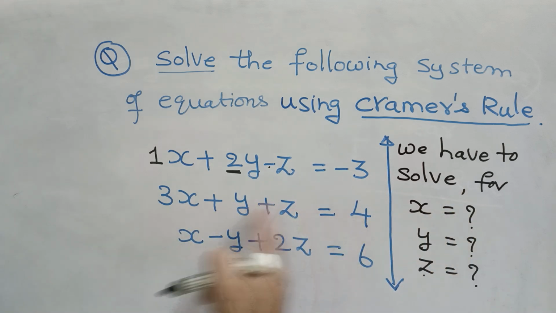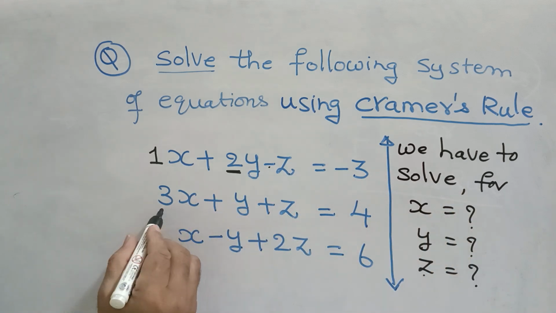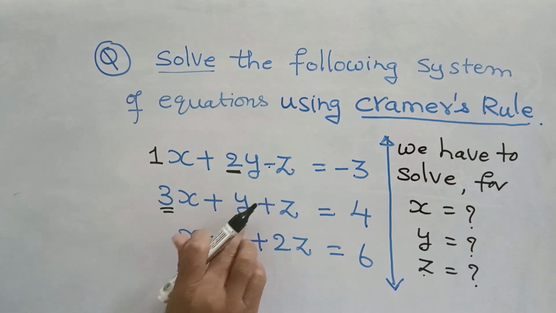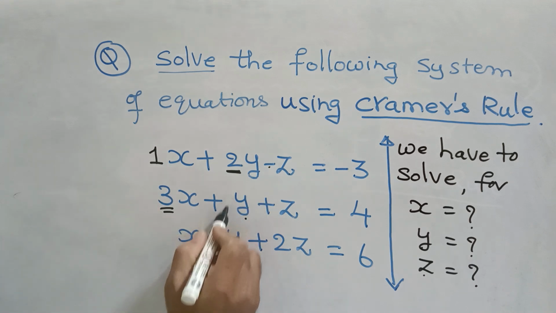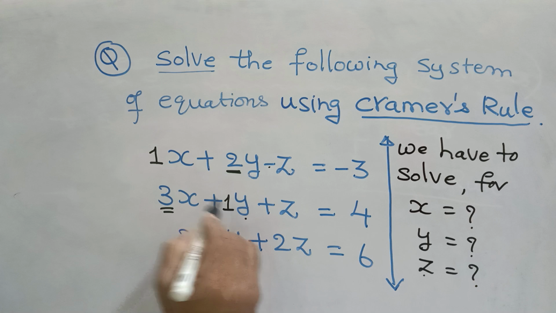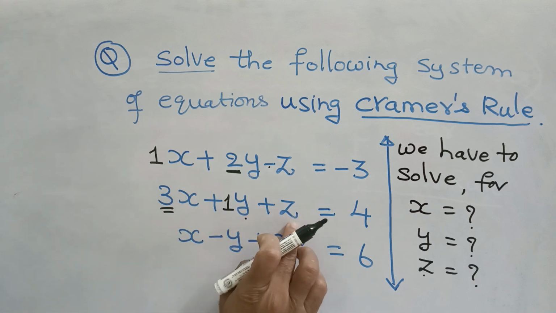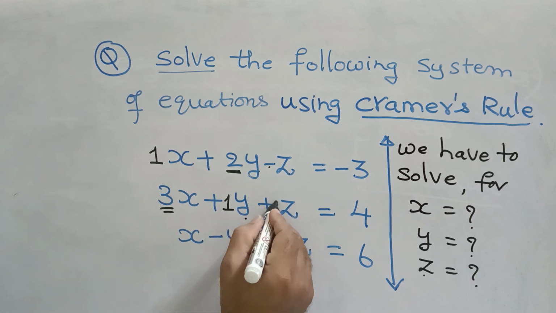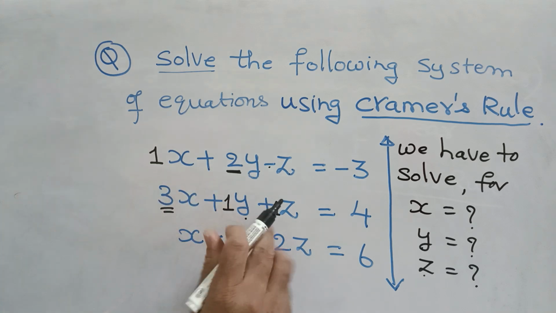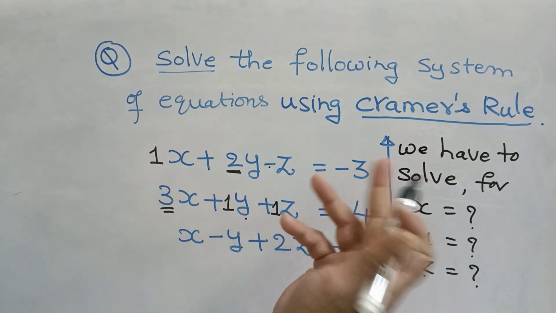Coming to the second equation, what is the coefficient of x? 3 is the coefficient. What is the coefficient of y? Nothing is there, therefore 1 is the coefficient of y. Similarly, what is the coefficient of z? Nothing is there, therefore 1 is the coefficient of z, and obviously 4 is the constant.